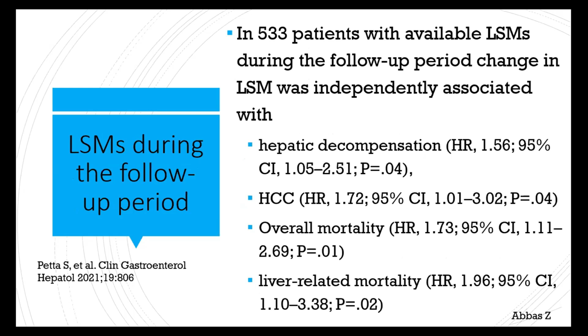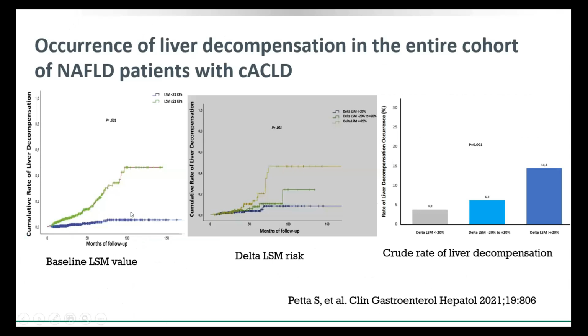And according to the criteria that were laid down, the follow-up changes in the liver stiffness, like if there was more than a 20% increase in the liver stiffness, which is the further impairment of liver stiffness, that was associated with hepatic decompensation, liver cancer, overall mortality, and liver-related mortality. So baseline liver stiffness is important.